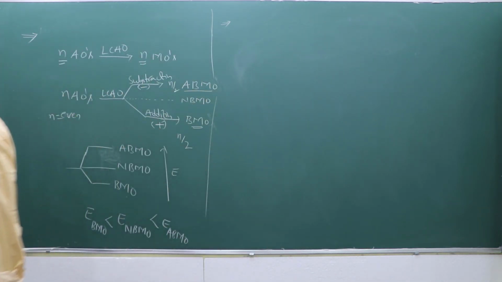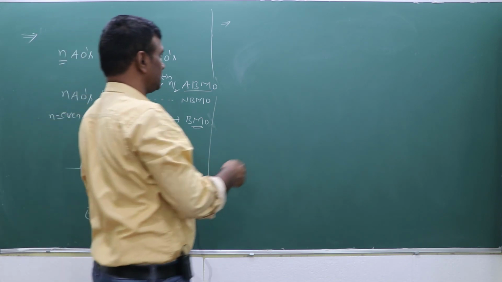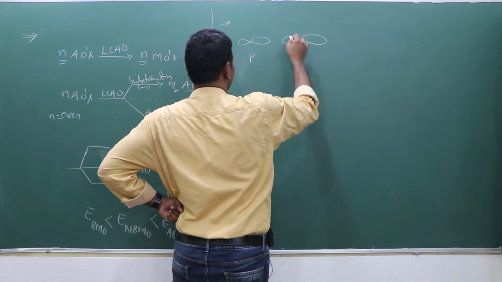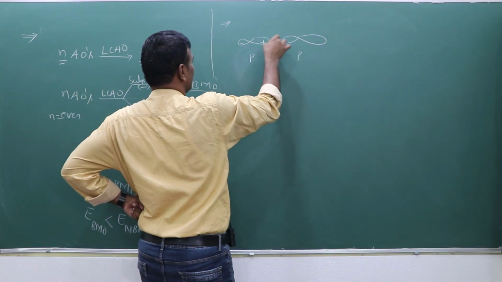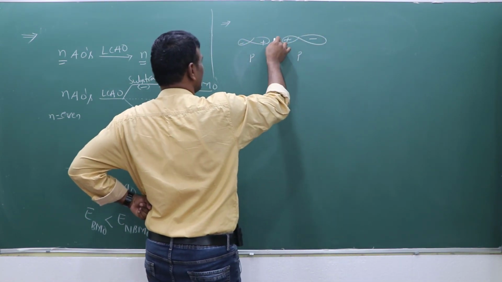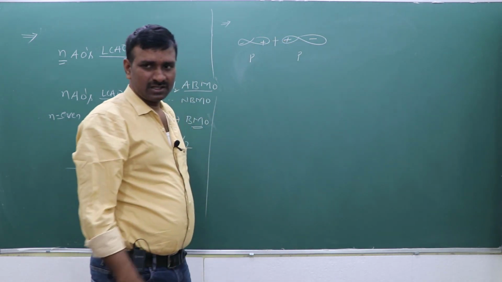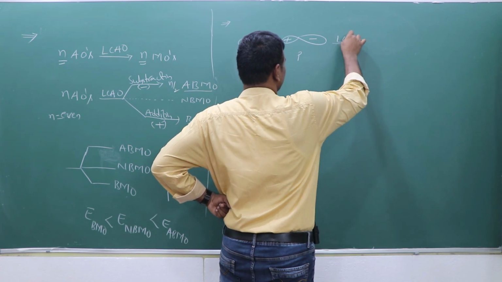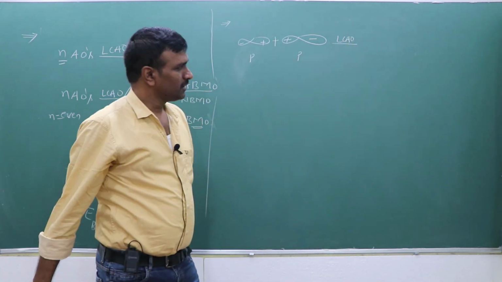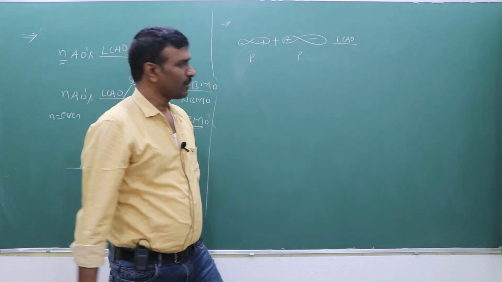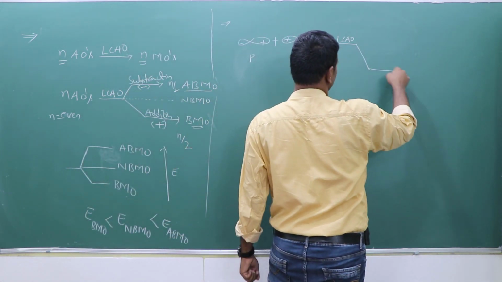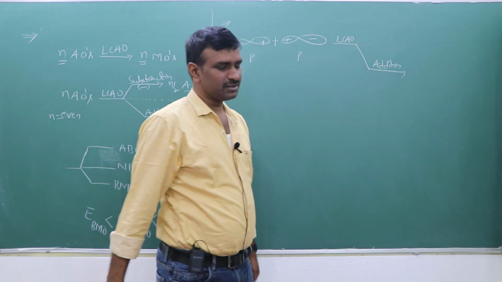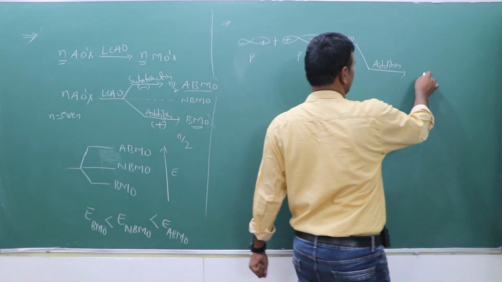I can explain this entire concept by considering this p atomic orbital. Suppose it is a p atomic orbital, and another p atomic orbital will be considered, with signs minus plus and plus minus. If these two p atomic orbitals mix in the linear combination of atomic orbitals method, and they are combined using the addition method, suppose I can mention it like this.